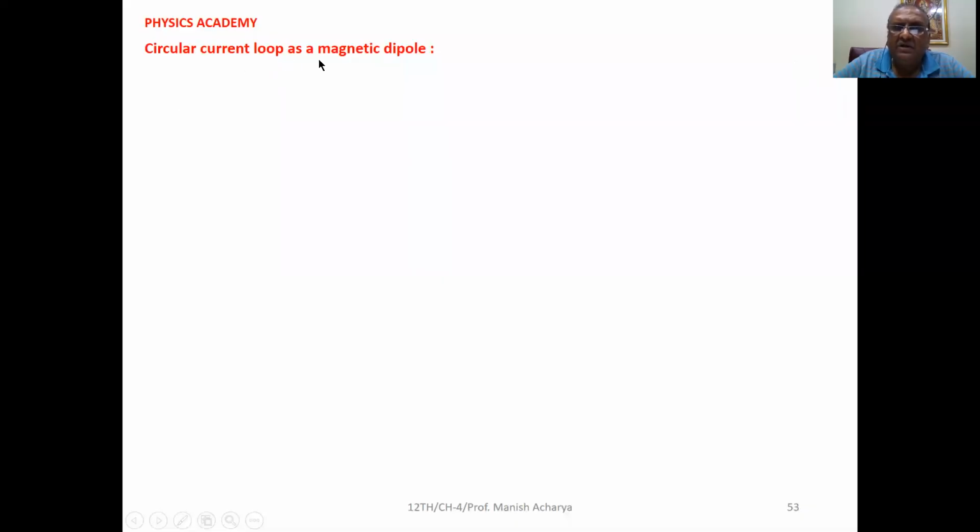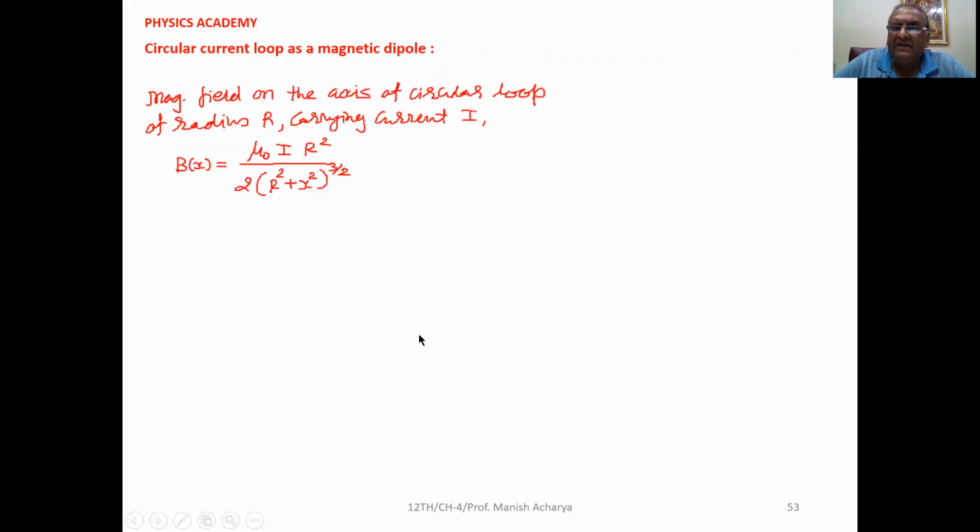Now, circular current loop as a magnetic dipole. We already derived the equation for the magnetic field on the axis of a circular loop of radius r carrying current I. That is B at x equal to mu 0 I r square upon 2 into r square plus x square raised to 3 by 2. Now for x very much greater than r, we write B at x as mu 0 I r square upon 2x cube.